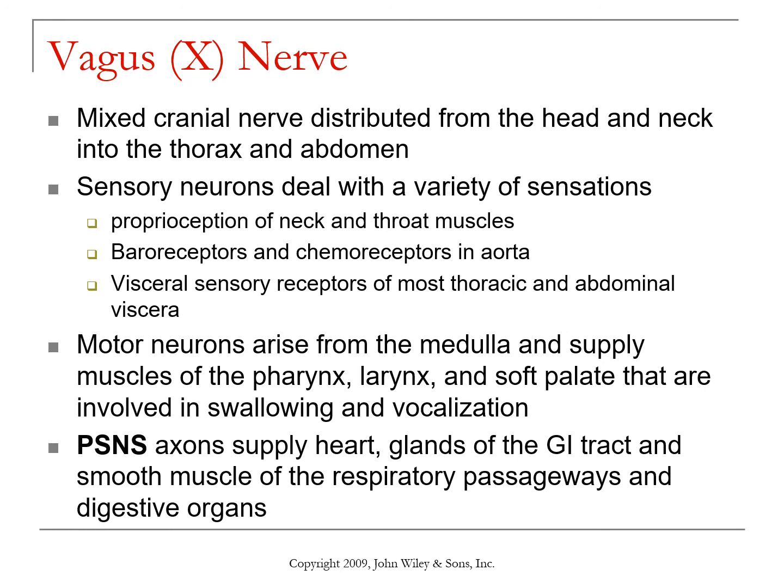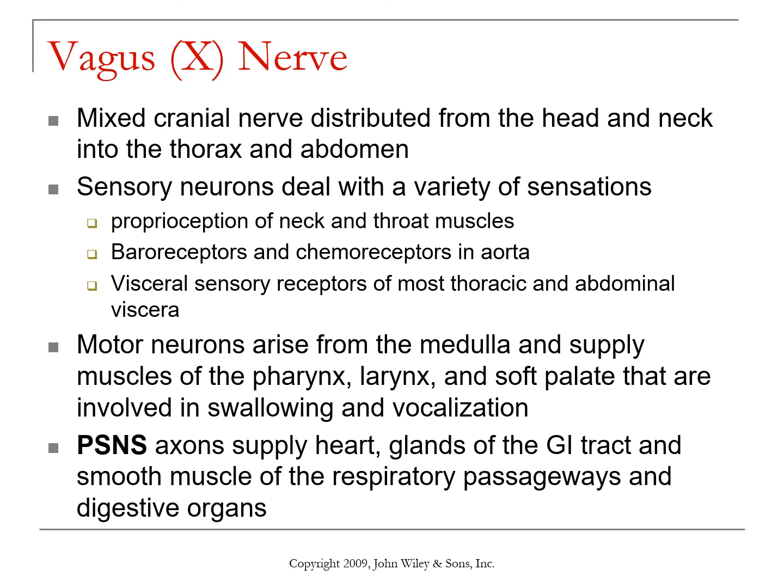The motor aspects of the vagus nerve again arise from the medulla and supply the skeletal muscles of the pharynx, larynx, and soft palate, that's the roof of your mouth, that are involved in swallowing, similar to the glossopharyngeal, but also for vocalization. That is the ability to form distinguishable sounds like I am doing right now to provide this lecture. Most importantly, if I may say so, is the autonomic motor function arising from the vagus nerve.